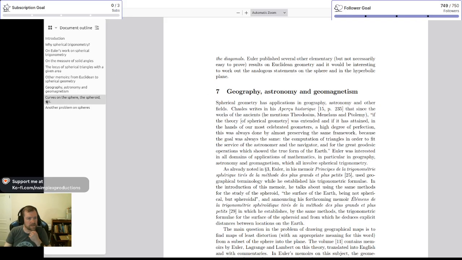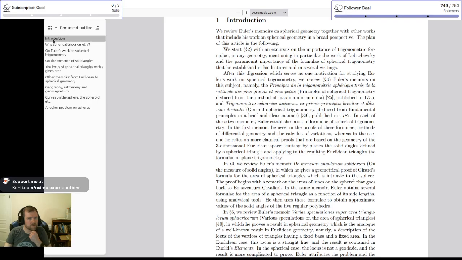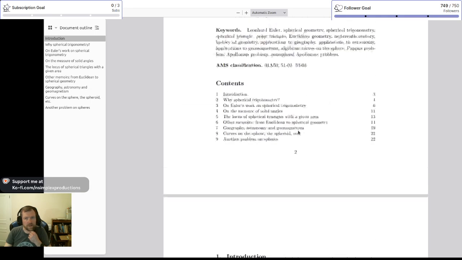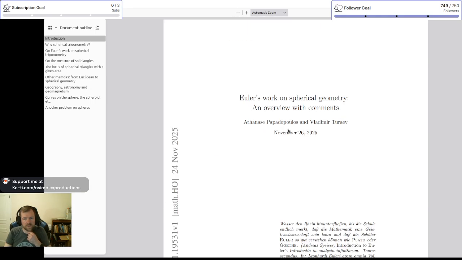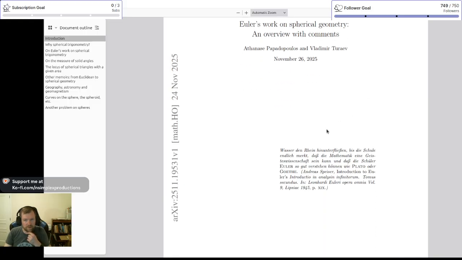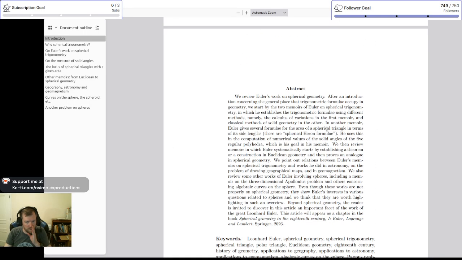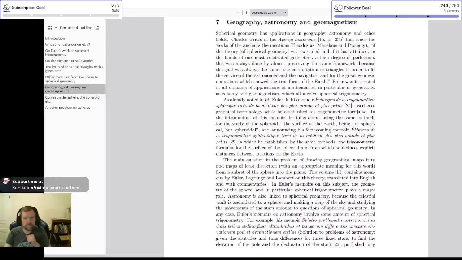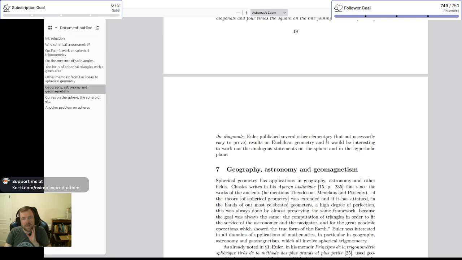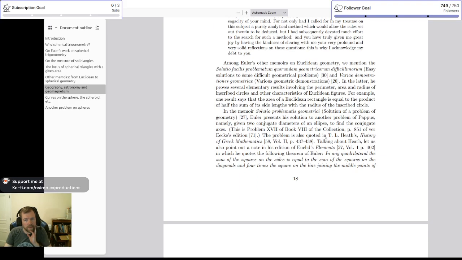Full title: Euler's work on spherical geometry and overview with comments, by Athanase Papadopoulos and Vladimir Turaev, November of 2025. Euler's other memoirs in Euclidean geometry are mentioned here.